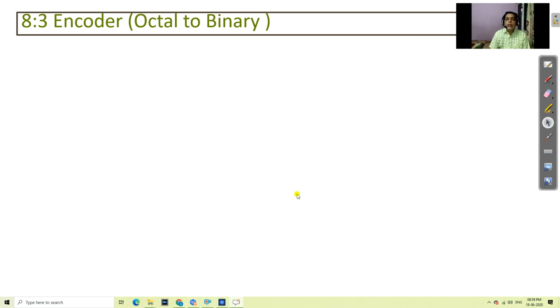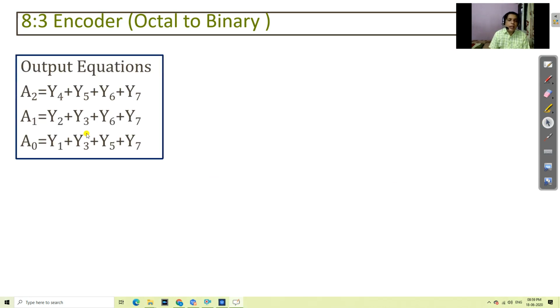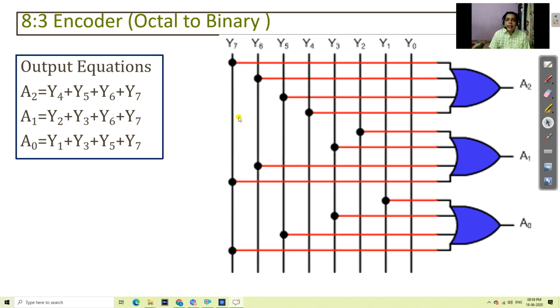How can I draw the digital circuit for this? These are my output equations which I got. There are 8 input lines from y0 to y7, and the corresponding outputs are a0, a1, a2. To get a2, I have to add y4, y5, y6 and y7, so these are ORed together. To get a1, y2 plus y3 and y6 plus y7. To get a0, y1, y3, y5 and y7 are ORed together. So this will design my 8 to 3 encoder.